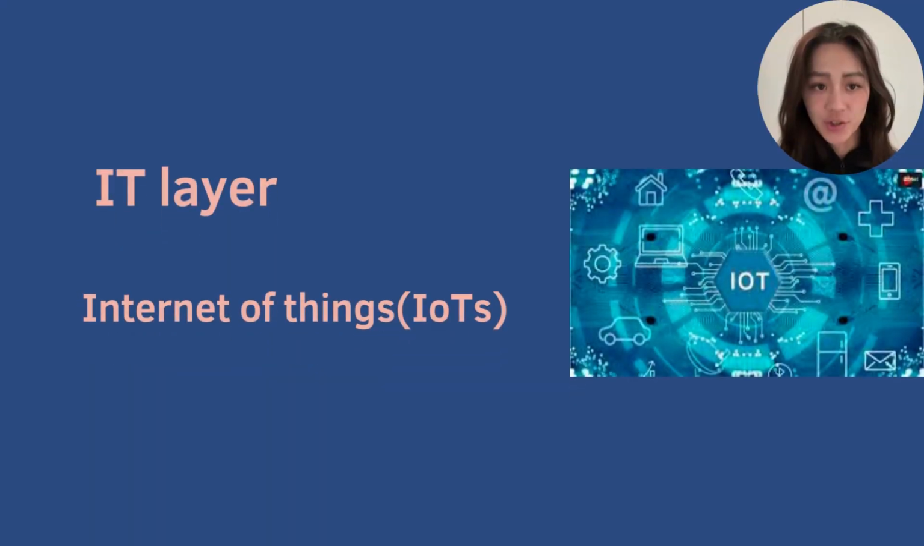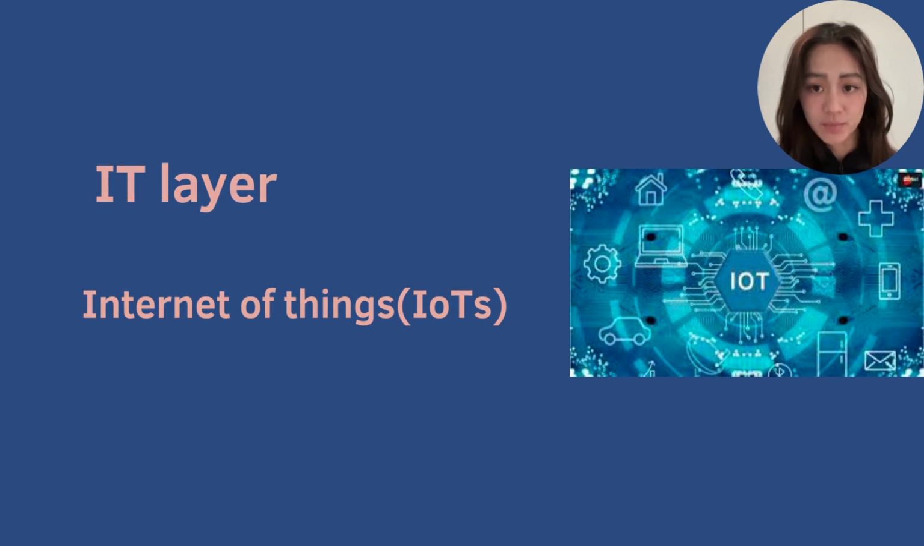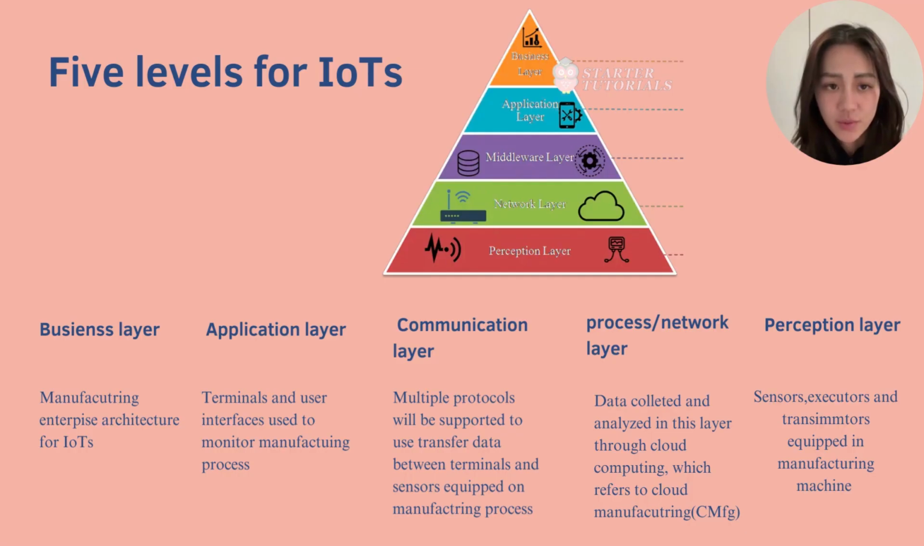Another IT architecture application in the manufacturing industry in this paper is the Internet of Things, which refers to interconnected appliances including terminals, executors, sensors, and transmitters connected to the internet to monitor and control every piece of equipment in the manufacturing process. It is suggested that a five-layer IoT architecture be applied in the manufacturing industry.